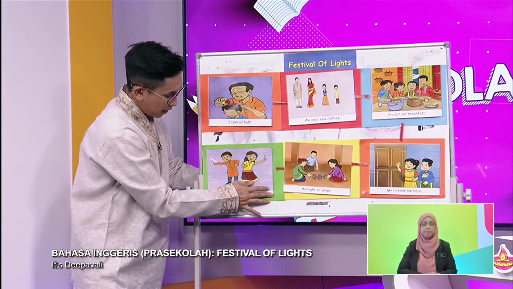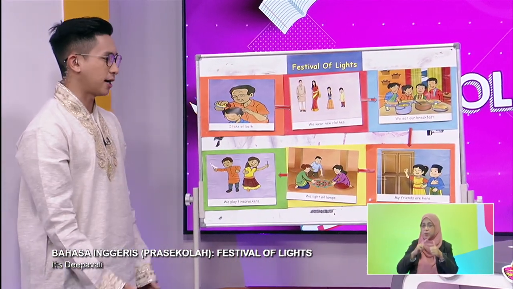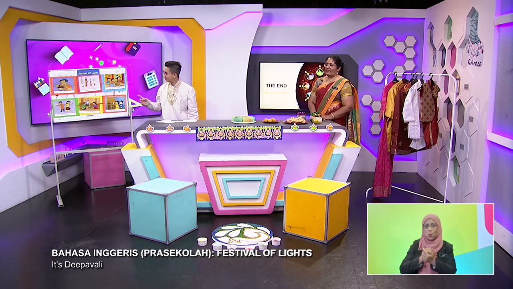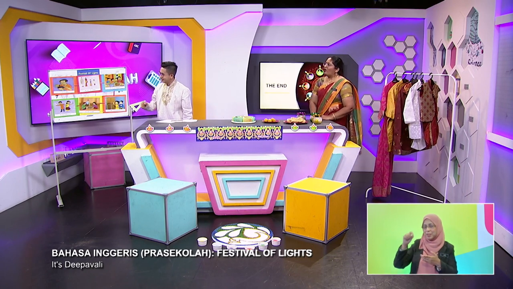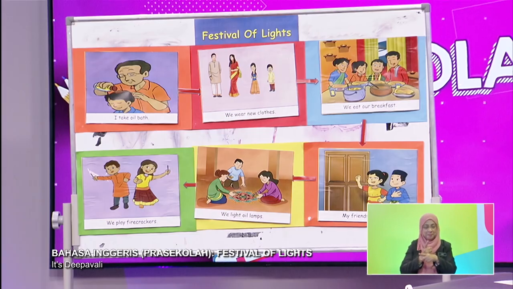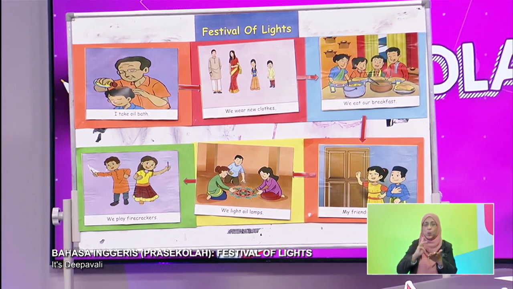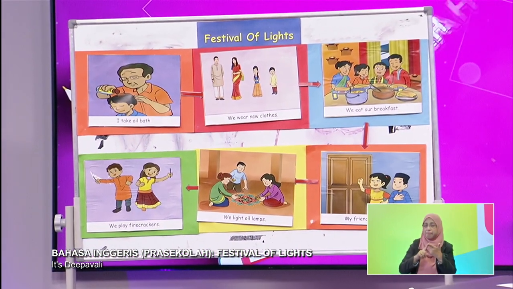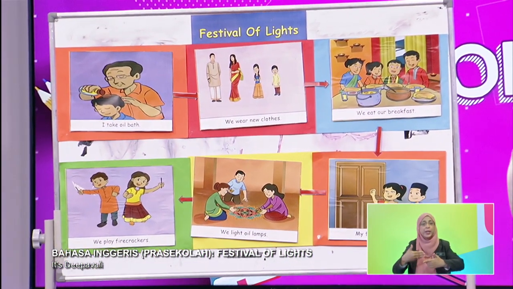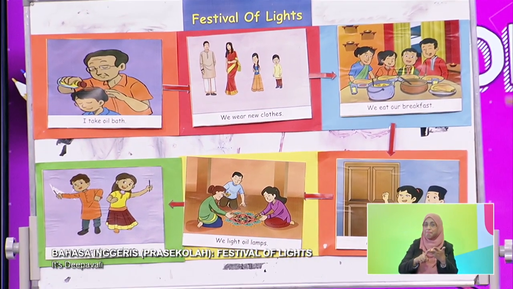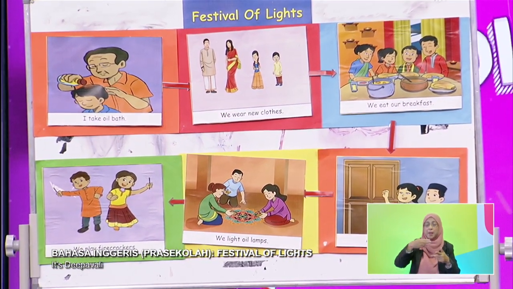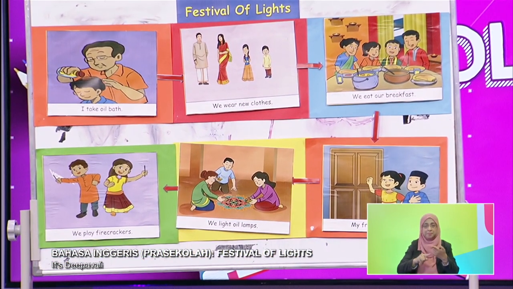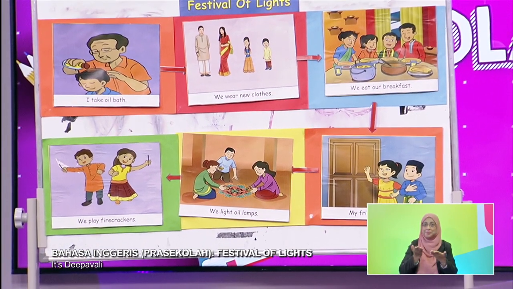Okay, teacher, I have finished the flow chart. Can you please check our answers? Very good, Chris. You have got all correct with the help of your friends at home. Okay, this is what we do on Deepavali day. We take oil bath, and after that we wear new clothes. Okay, after that, we go to the temple, we come back and we eat our breakfast. And then our friends will come after that. So my friends are here. Okay, the boy's friends are here.